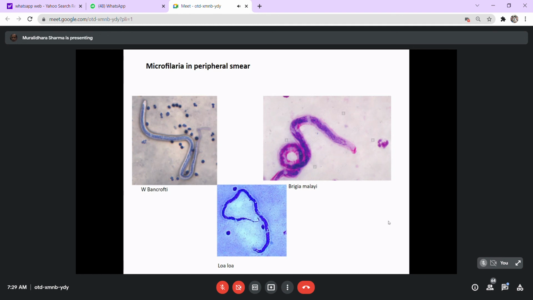So based upon these shapes, we will confirm which type of filaria it is. The type and nature of the filaria can be confirmed.